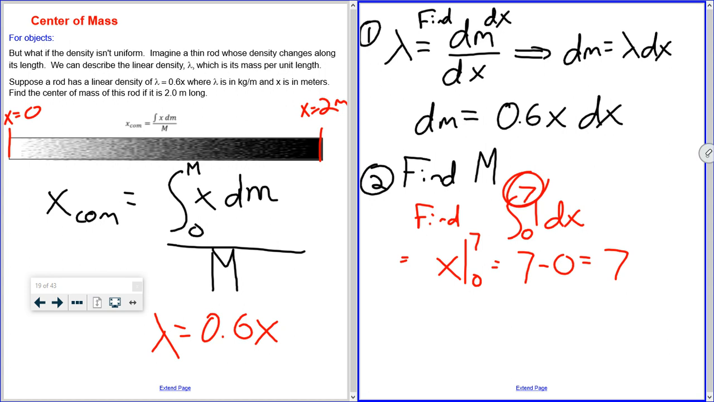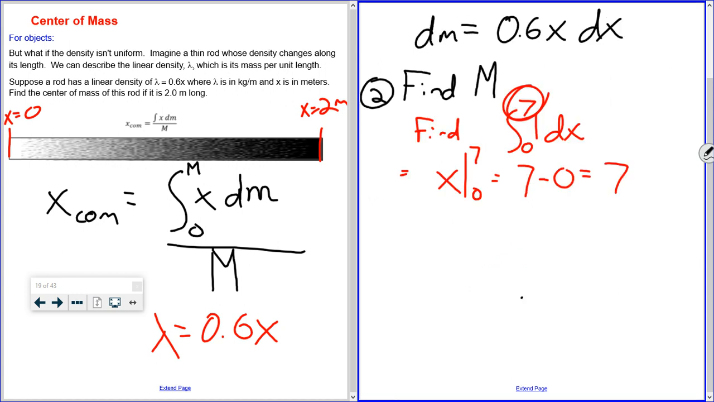So by that same logic, I ought to be able to integrate between 0 and capital M of dm. That would give me capital M, right? Because when you integrate dm, you get little m, and then when you plug it in, you get capital M. Oh, so this is how you find M.